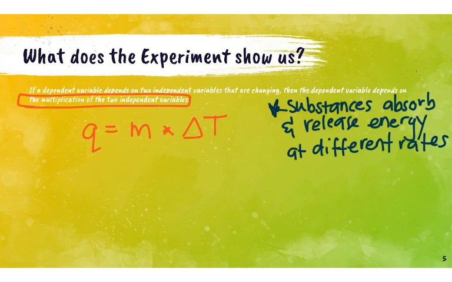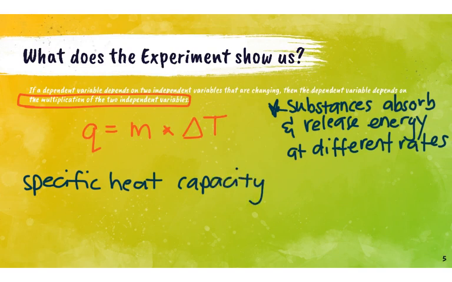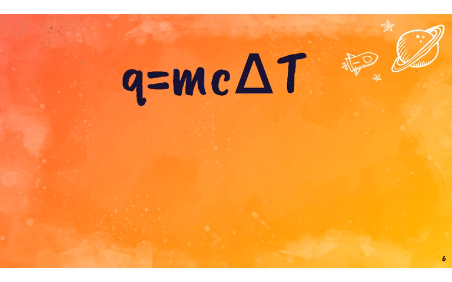So in order to do that, we use something called the specific heat capacity of a specific substance. And so we use a lowercase c to represent that. So this is a constant value, something that you can look up or will be provided to you. So you have to include that in your equation. So when we do that, this is what we get. Q is equal to mass times specific heat times the change in temperature.